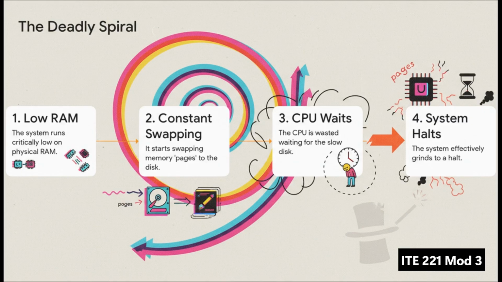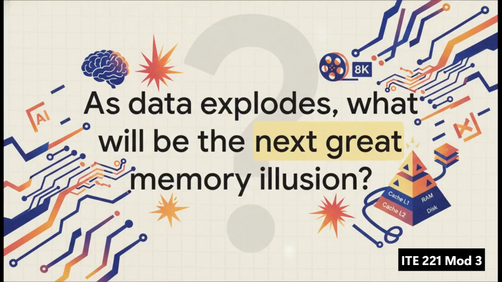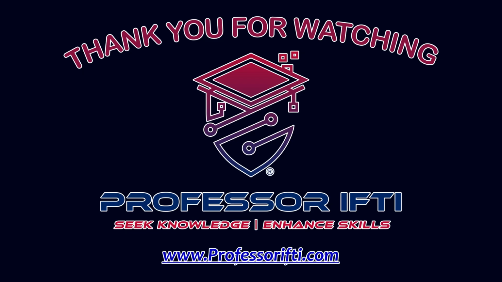So, this grand illusion, this beautiful hierarchy of caches and virtual memory, has been the engine powering computing for decades. But our demand for data is just growing at an insane rate. We're talking massive AI models, 8K video, you name it. The pressure on this system is becoming immense, and all this leaves us with one really fascinating question. As our data needs continue to explode, what's going to be the next great memory illusion?